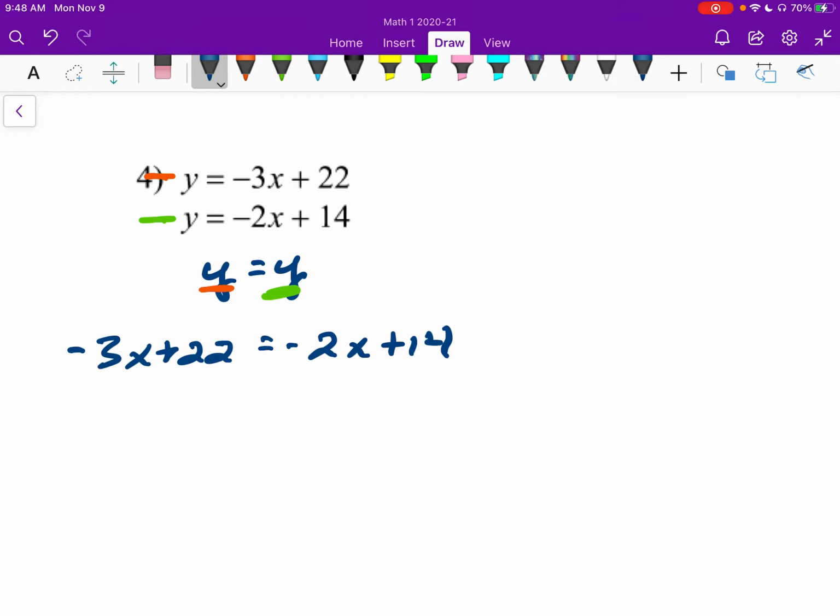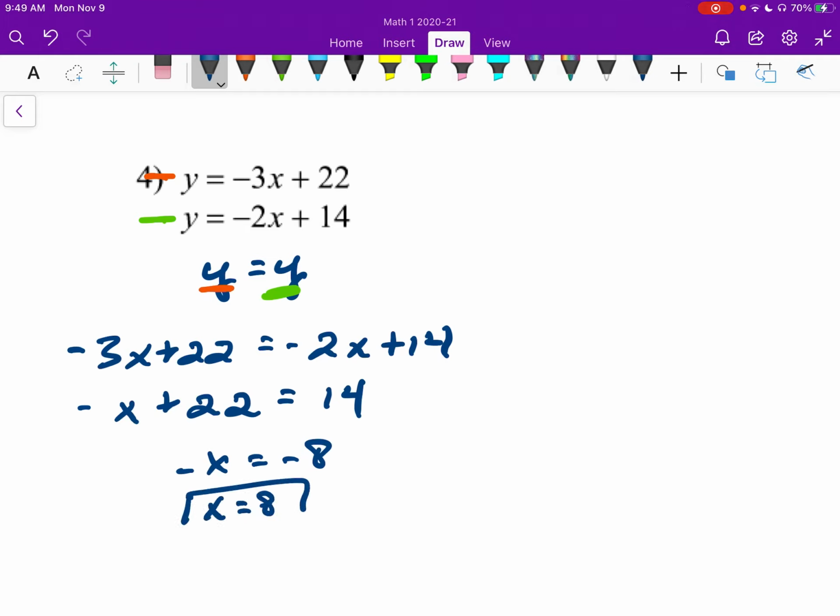So if I solve for x, let's move my x's to the left. So I'm going to have negative x, right? I added 2x, plus 22 equals 14. I'm going to subtract 22 from both sides, so 14 minus 22 equals negative 8. x equals negative 8. I divide by negative 1, and x equals 8.